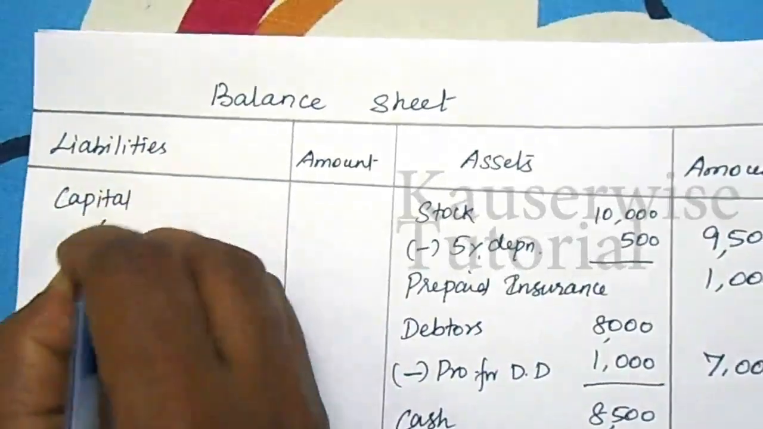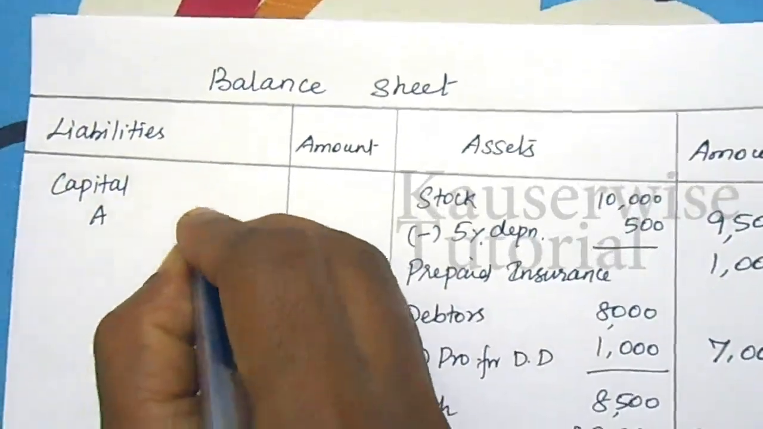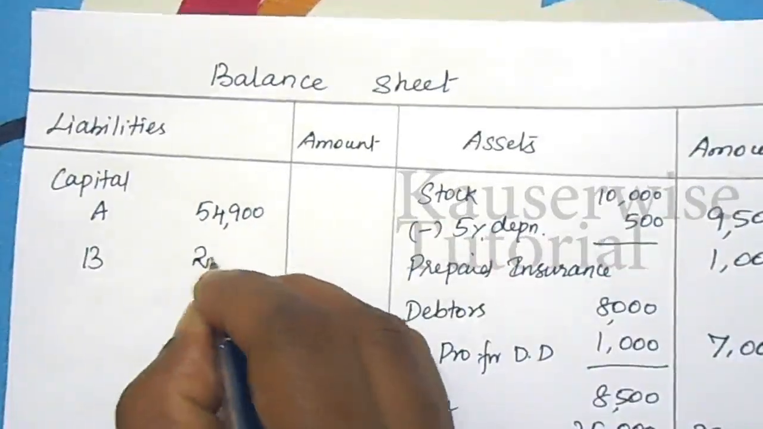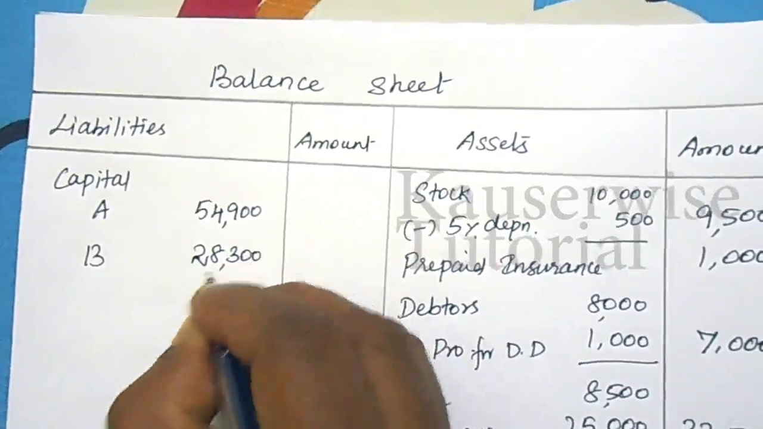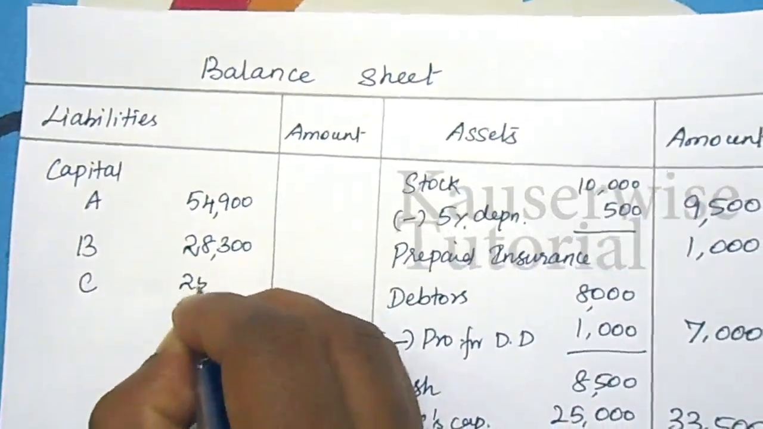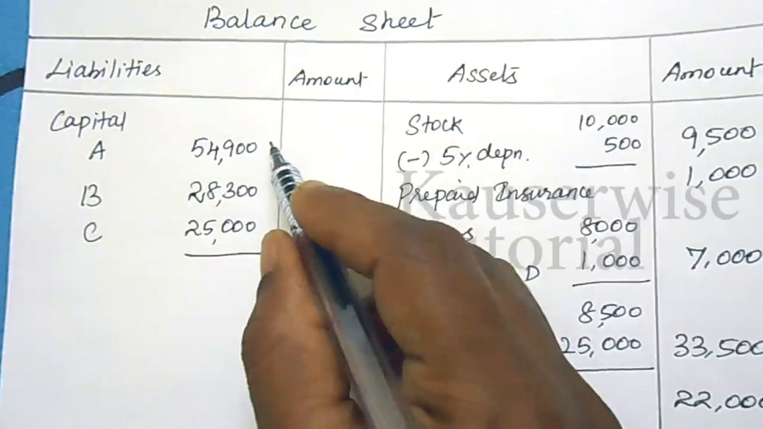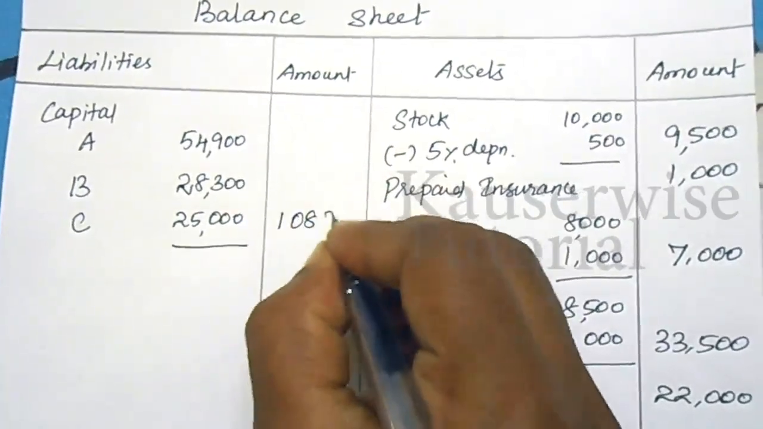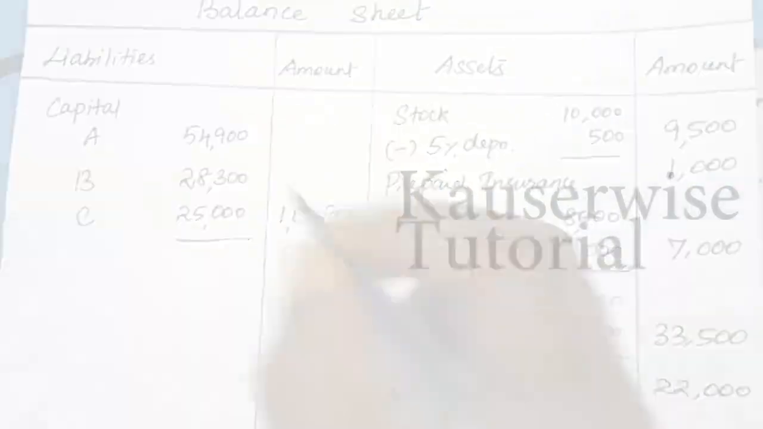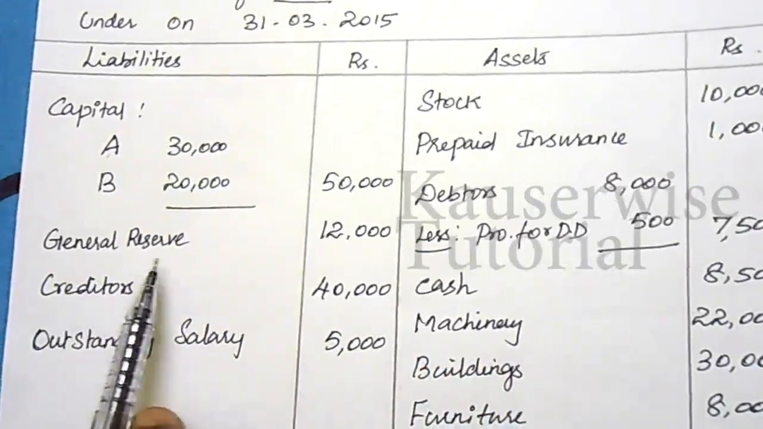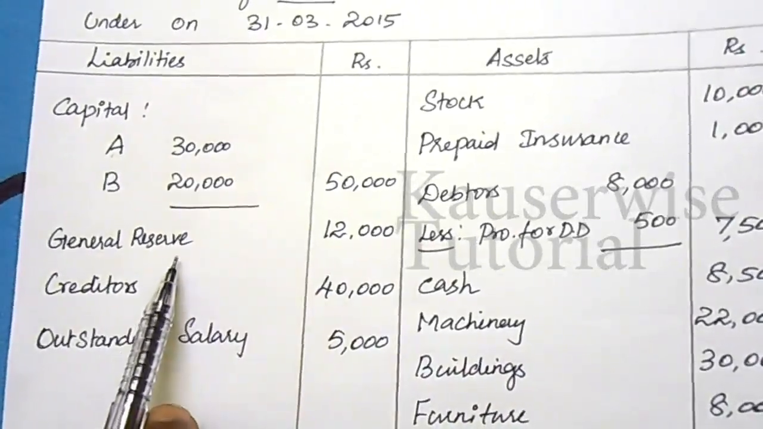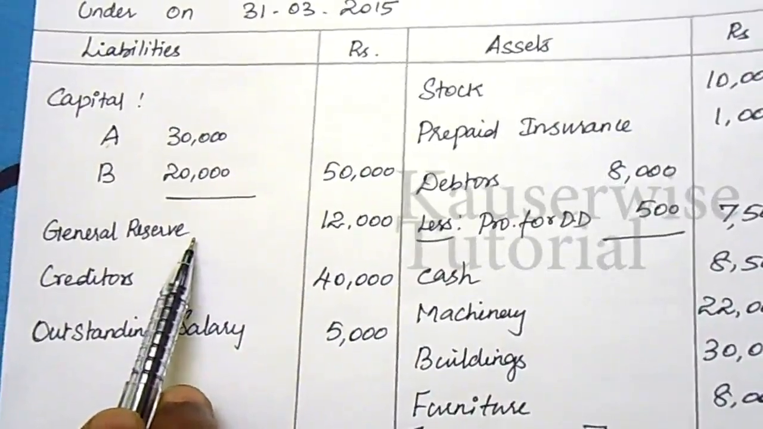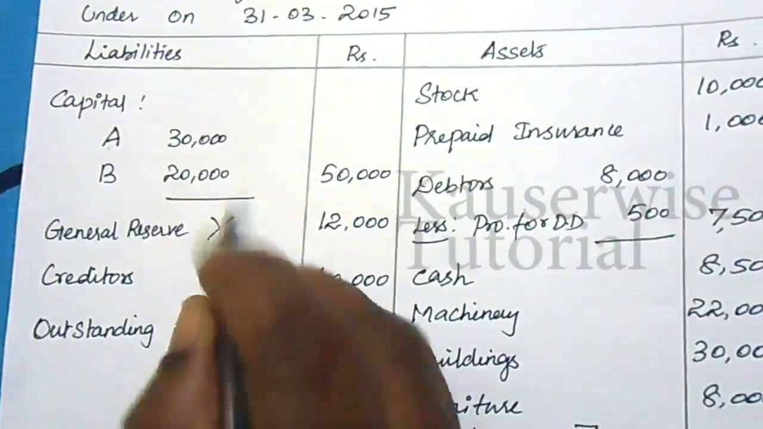Capital for A 54,900, for B 28,300, for C 25,000. Enter the total under the outer column, 1,08,200. Look at the old balance sheet. General reserve 12,000. This is the undistributed reserve, which was already transferred to the partners' capital accounts. Now you need not show it in the new balance sheet.